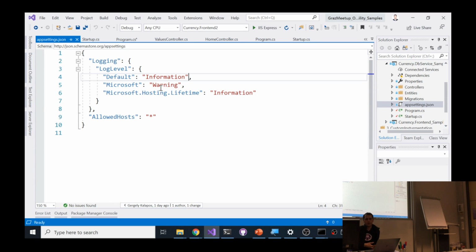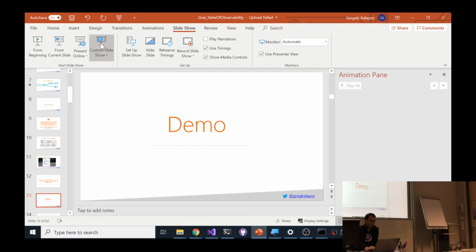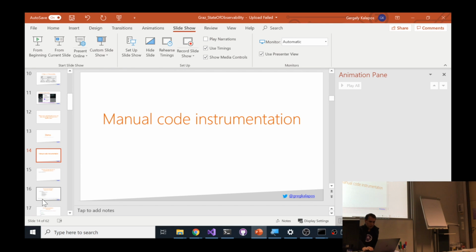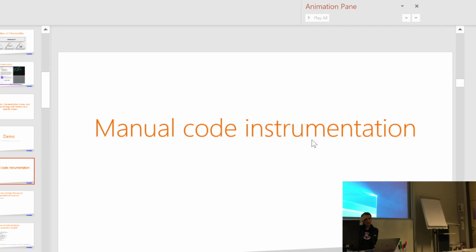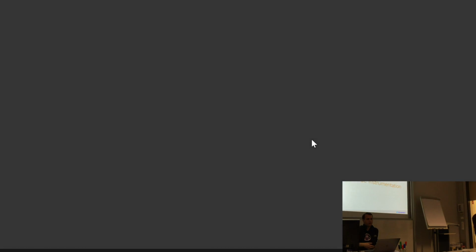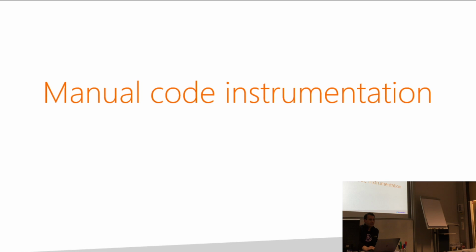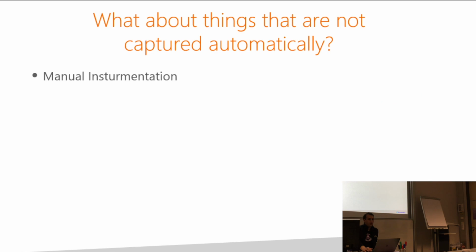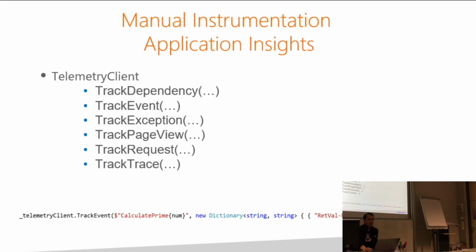Any other question? Okay, let's continue. Let's talk about manual code instrumentation, because I showed you that lots of things are captured out of the box, but there are things that are not captured. And what can you do there? There is a thing called manual code instrumentation, and for this there are APIs.